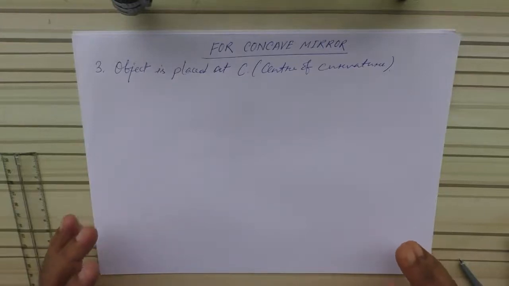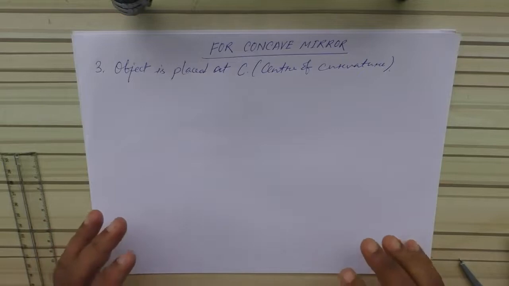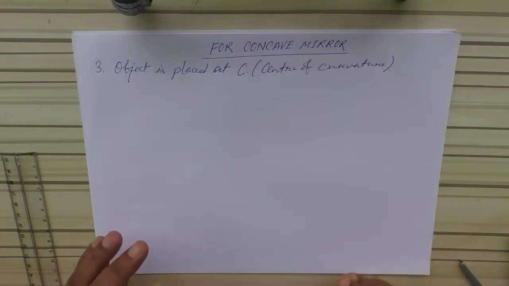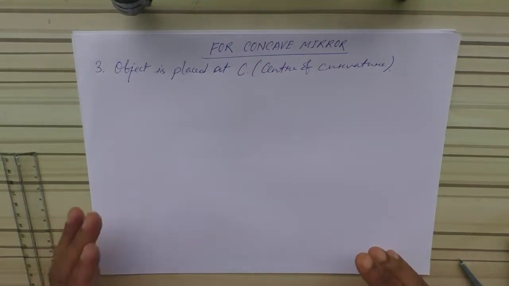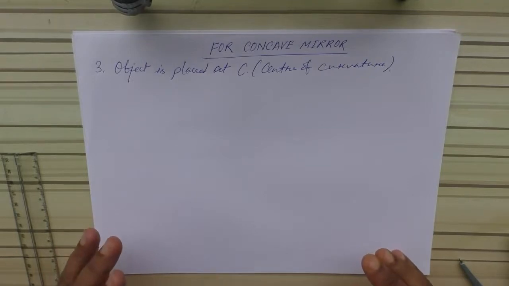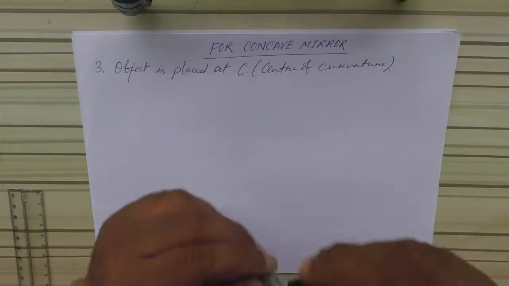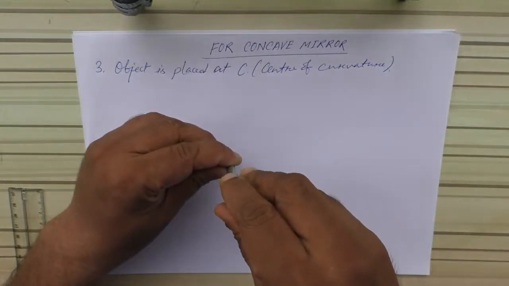Now I'll discuss third point, where object is placed at center of curvature. This diagram is not a simple diagram to draw, because here the image is formed at center of curvature when object is placed at center of curvature, and it is difficult to get that image exactly at center of curvature. I will show you. If I get it in the first attempt, that will be my good luck.